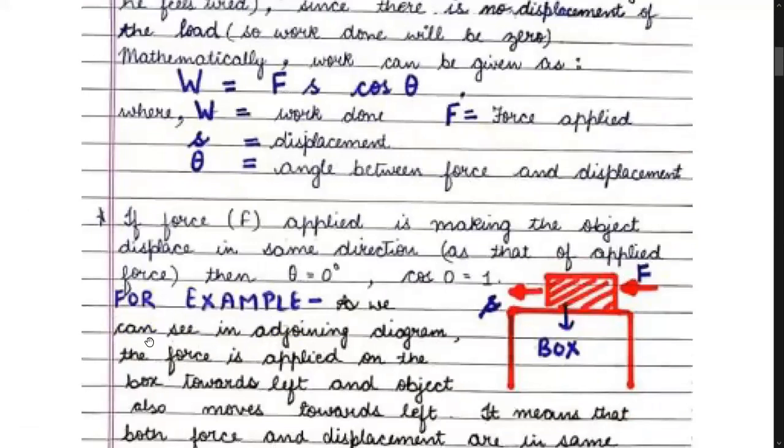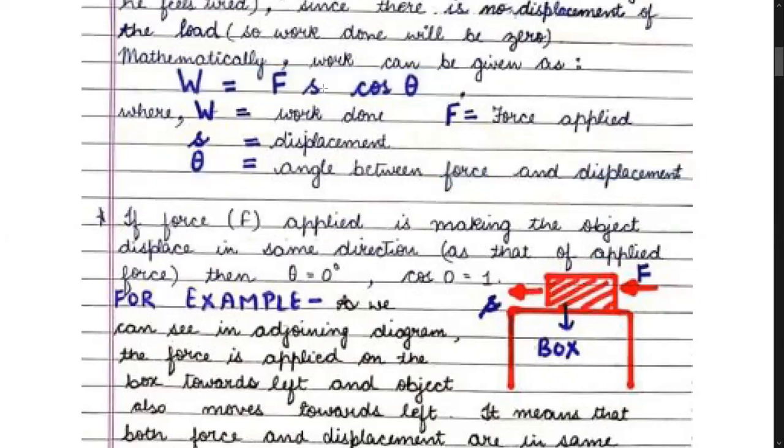Children, the major formula which we use for work is not just the product of force and displacement, but it is W = Fs cos theta. So W here stands for work, F stands for force, S stands for displacement, and theta will be the angle between force and displacement. Whatever the angle is between force and displacement will be taken as theta.